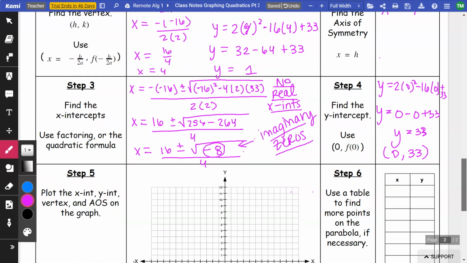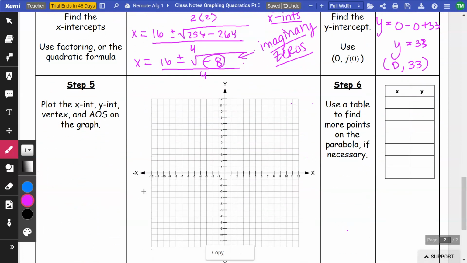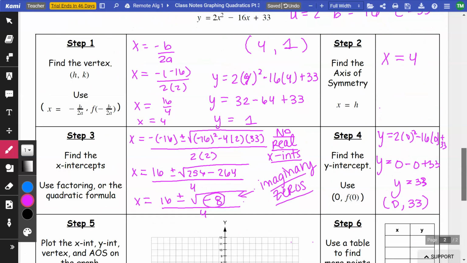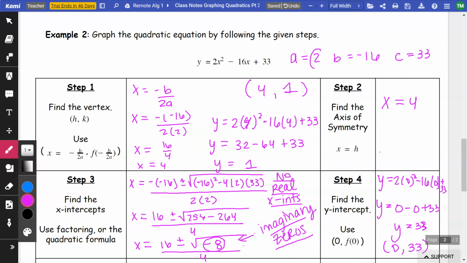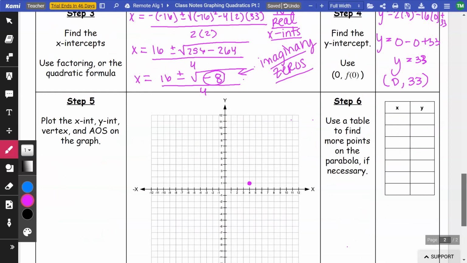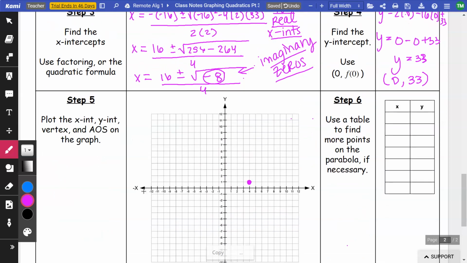Let's plot these points. So we have a vertex at (4, 1). And I just want to point out that a is positive. Because a is positive, we know that we have an upwards facing parabola. So if your parabola's vertex is right here above the x-axis and we're going to face up, it's logical that we're not going to actually hit the x-axis. We're not going to have any real x-intercepts, which matches the math that we did that told us we're not going to have any real x-intercepts.